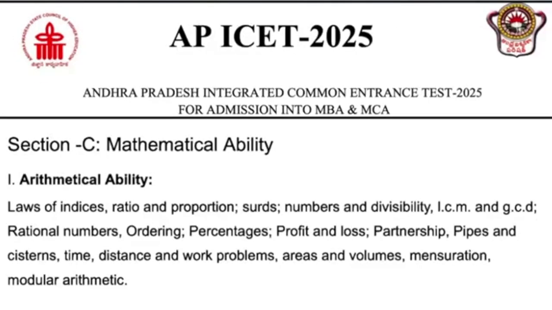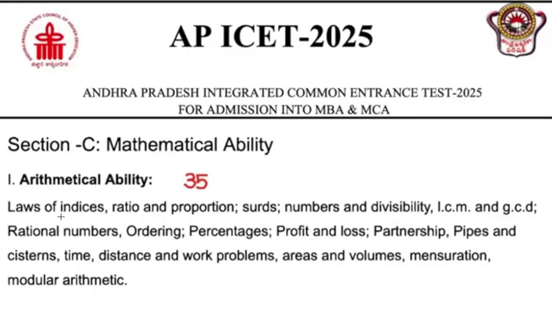And if you look at AP ICET, in the mathematical ability section you are going to see 35 marks from the arithmetic ability section. As I told you previously, both exams have the same weightage. Arithmetic is 35 and statistical is 10. You are going to have another 10 marks from algebraic ability, but in TGICET, algebraic ability weightage is going to be 30. That's a major difference, but I'm not talking about algebraic ability at all. I'm just focusing on arithmetic ability.